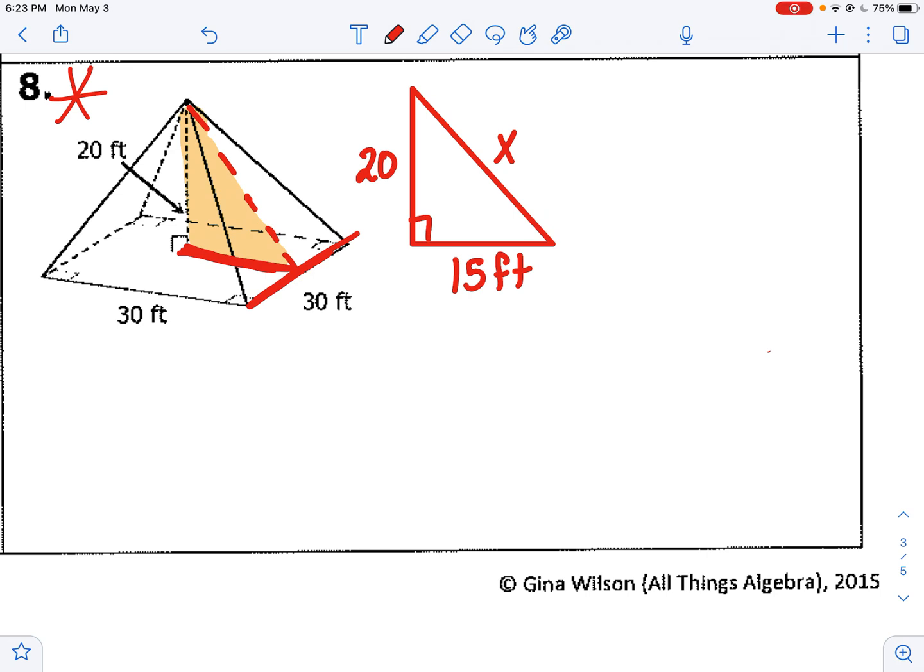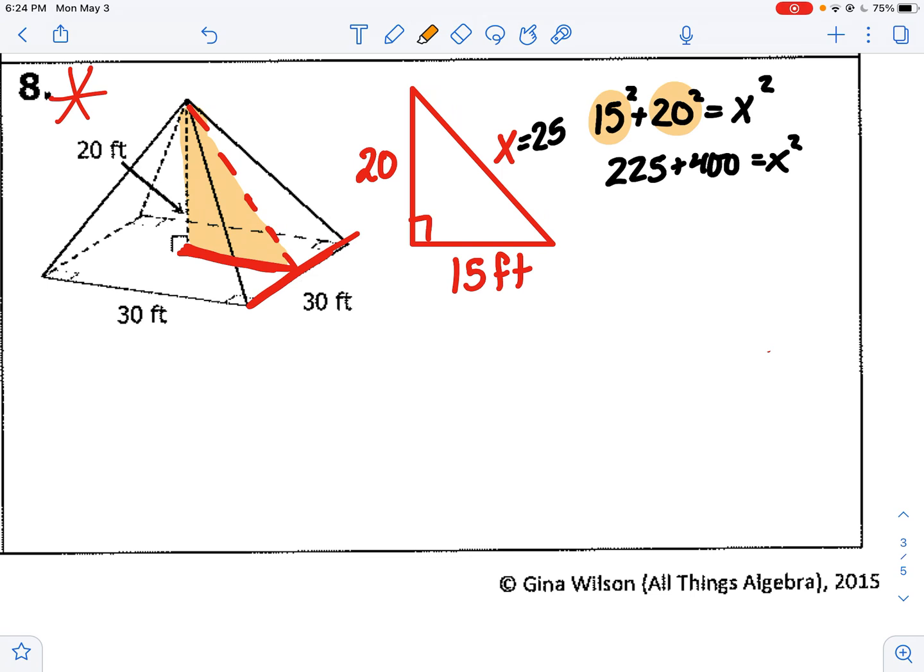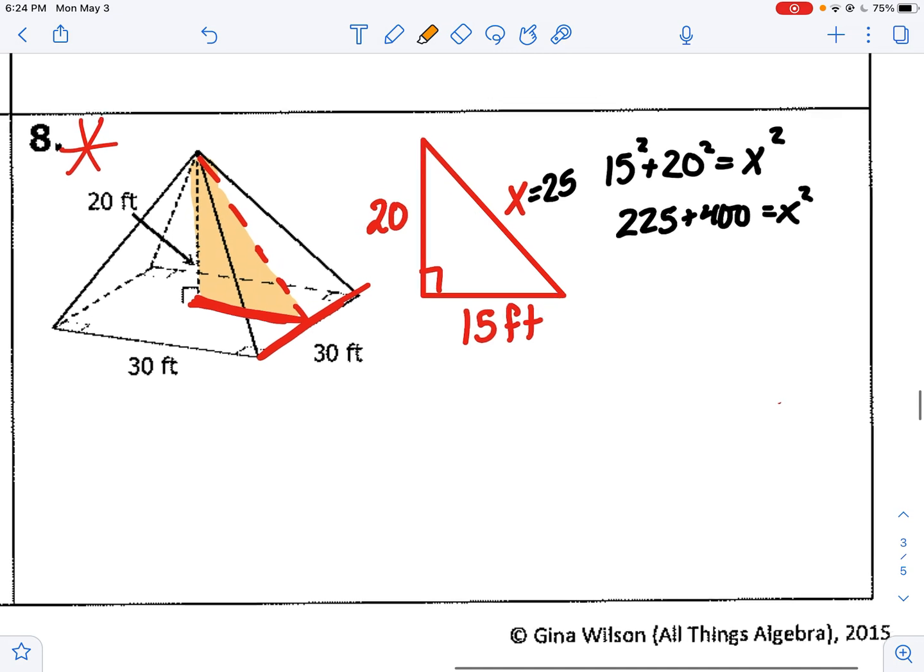So I'm going to use my Pythagorean theorem, a squared plus b squared equals c squared. And if I were to simplify and solve this, 225 plus 400 equals x squared, I could find that my slant height is 25. Or if you notice that this is a 3, 4, 5 right triangle, just all multiplied by 5.